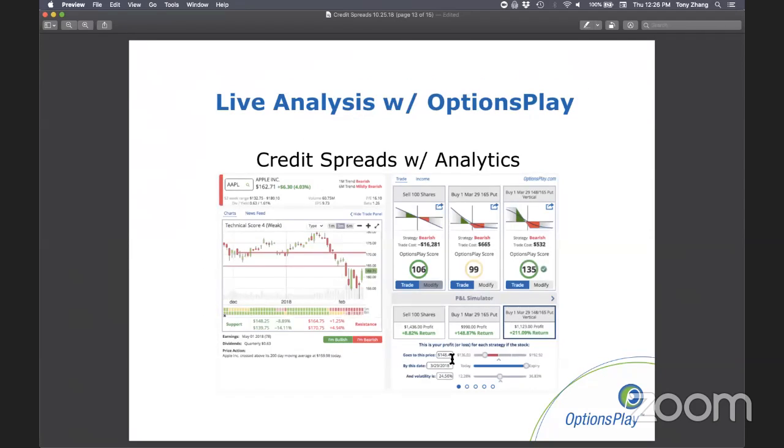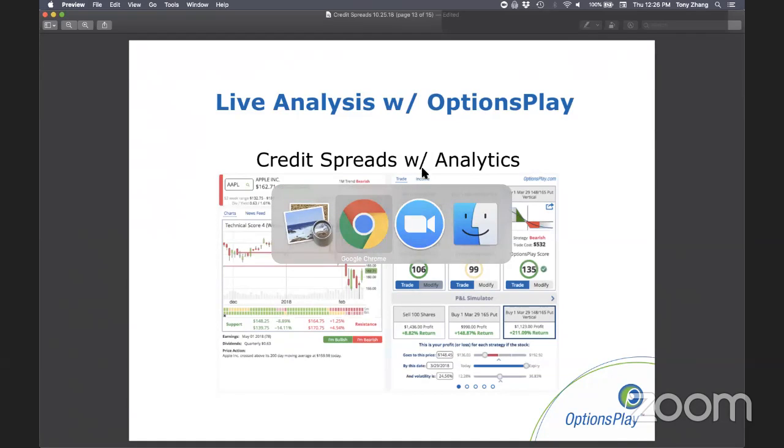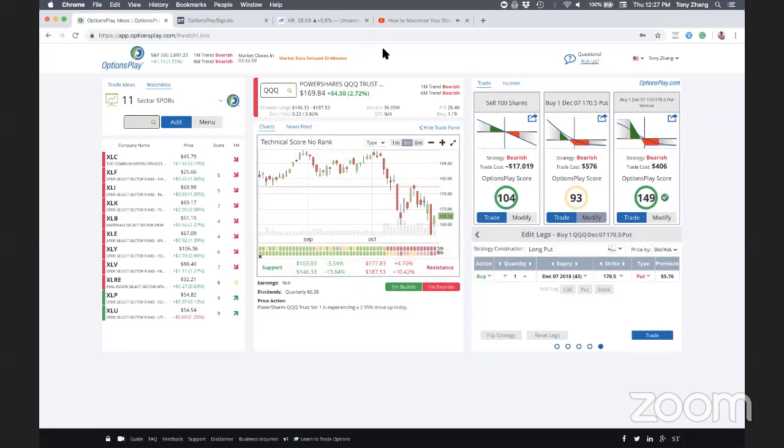So let's actually jump over to Options Play because I want to show you some real examples of this. And then what I want to do is actually show you the launch of our new credit spreads trading system, or trading signals, so that for those of you that are interested in getting some of our analytics for credit spreads, you can sign up for that, and I'll show you that in just a few minutes.